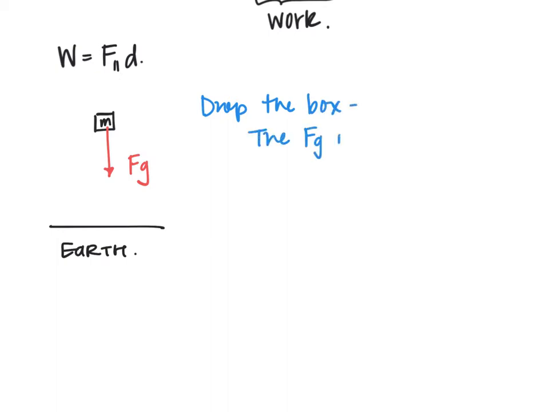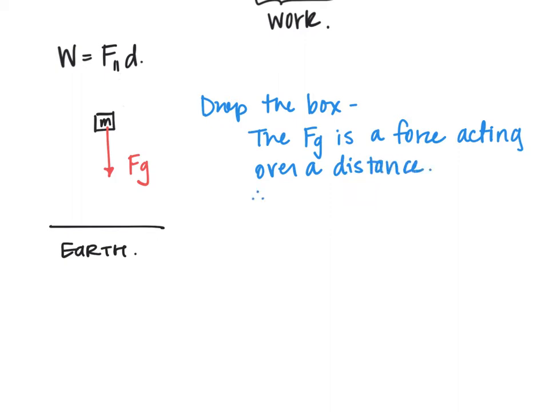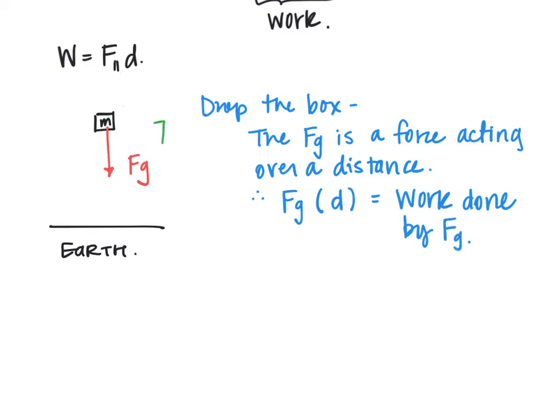the force due to the gravitational field is a force that does work. It's going to be acting on it over a distance. Therefore, the force due to gravity times the distance the object moves is the work done by this gravitational force, the Earth pulling on it.